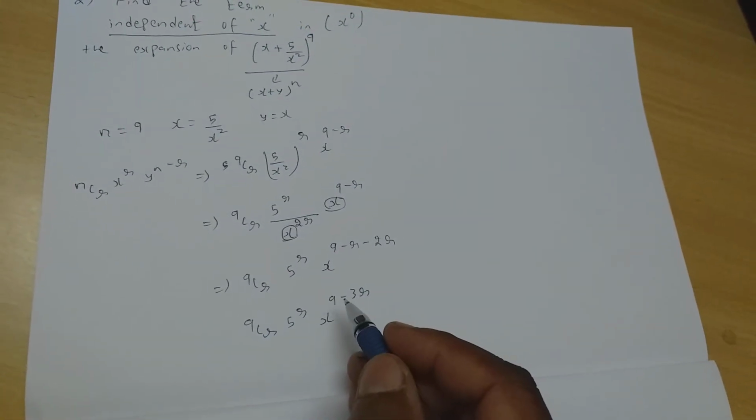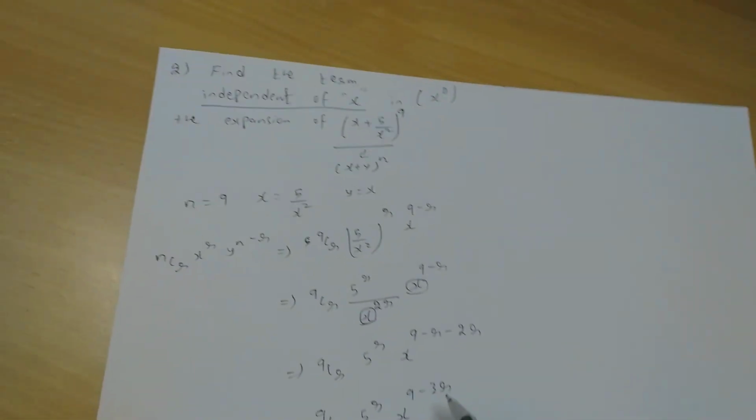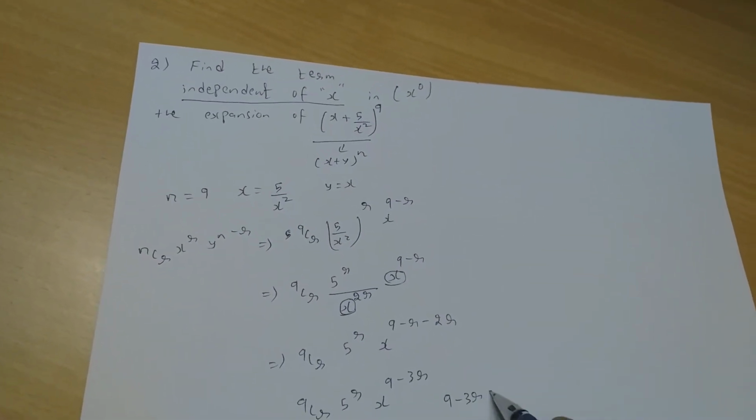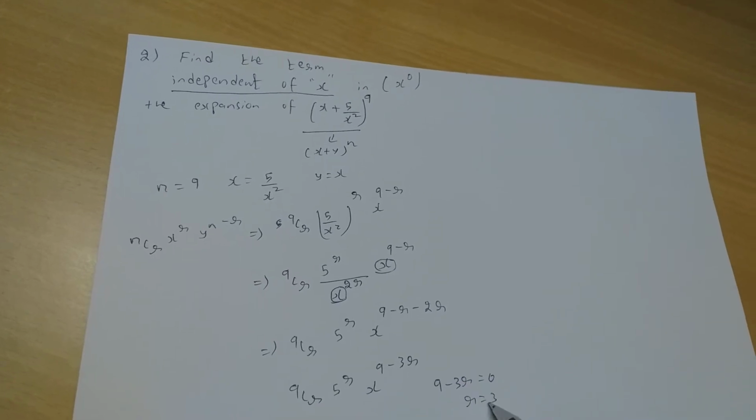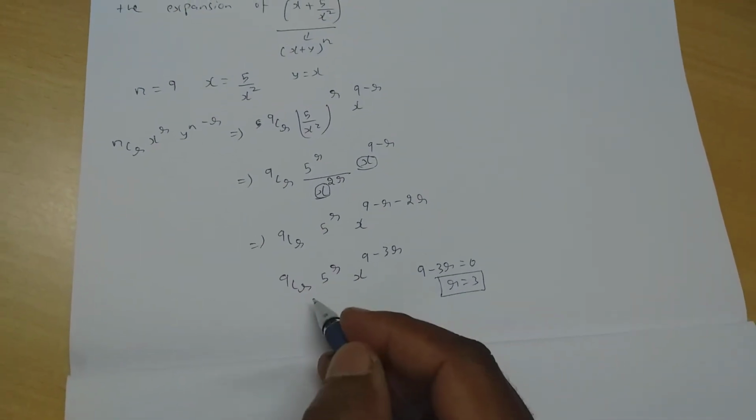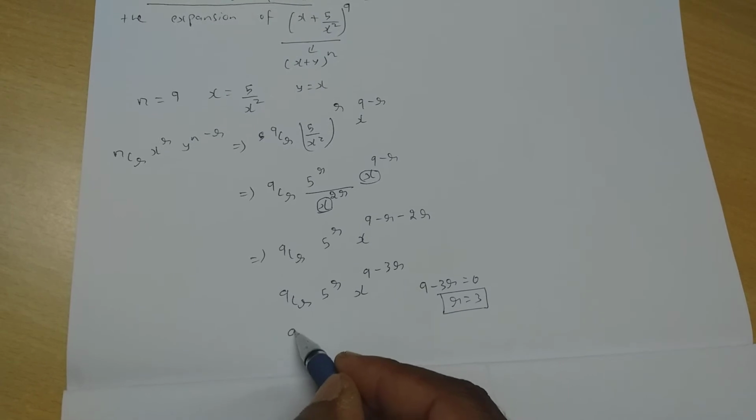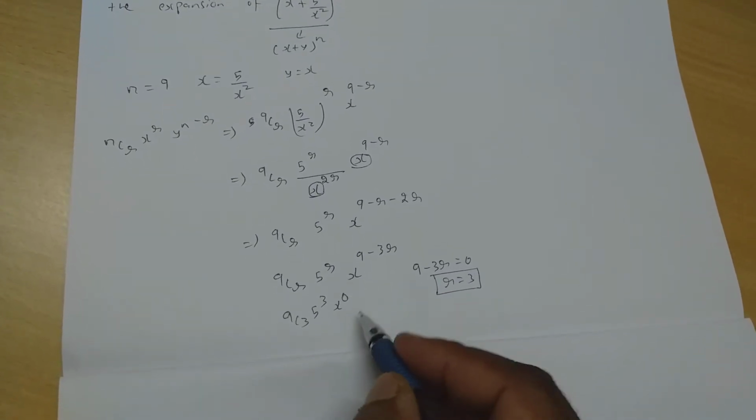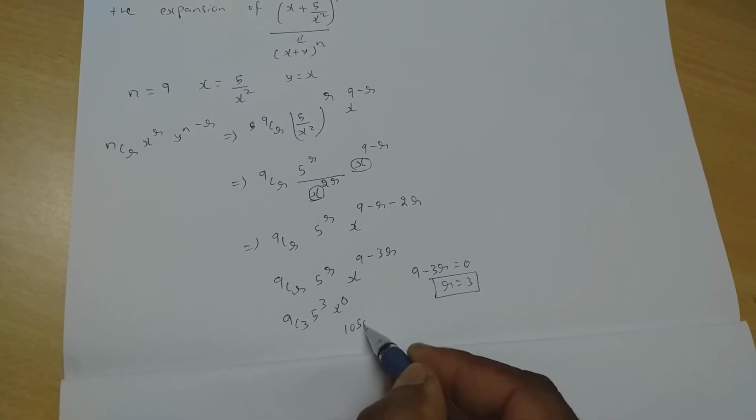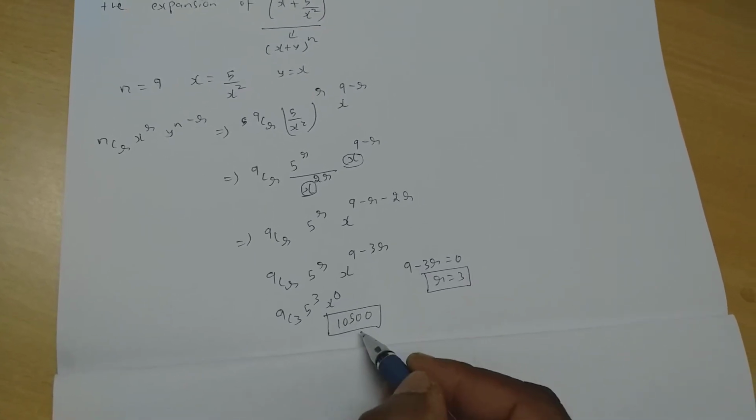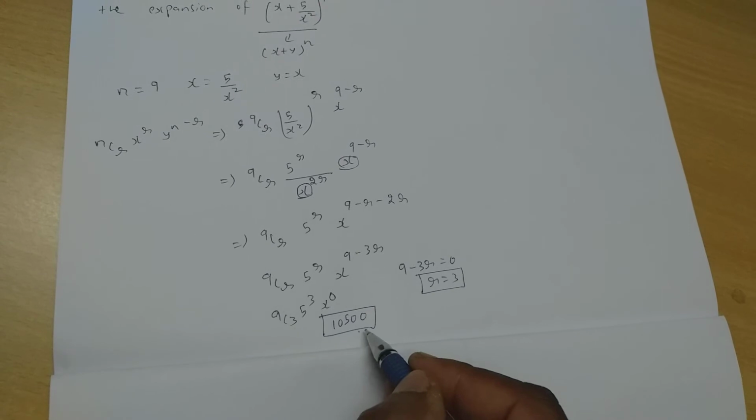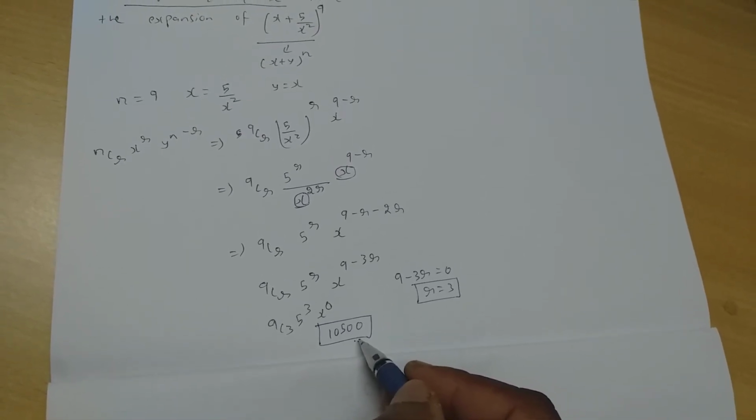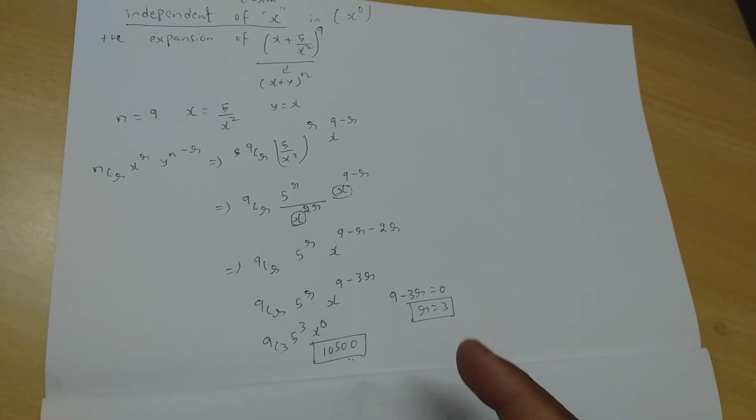Okay. Now independent of x means on x there should be 0. So equate 9 minus 3r to 0. So I get r value to be 3. Place r equal to 3 in this. How much will I get? 9C3 5 power 3 and x power 0. So which is 10500. So only this is the number which is independent of x. Are we clear? Independent of x means the power of x should be 0.